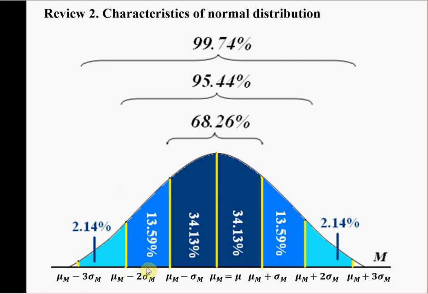Then, within this interval, the lower bound is 2 standard errors below the mean and the upper bound is 2 standard errors above the mean. Within this interval, you have 95.44% of all sample means of a certain size. In addition, 3 standard errors below the mean to 3 standard errors above the mean, within this larger interval, you have 99.74% of all sample means of a certain size. Now we are ready to discuss the interval estimation technique.